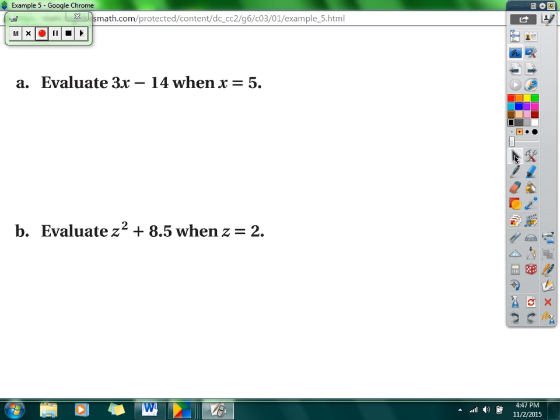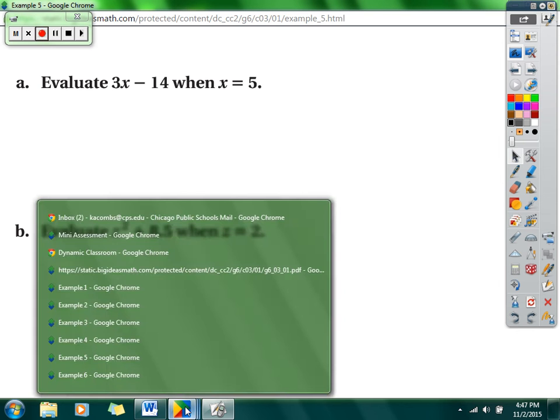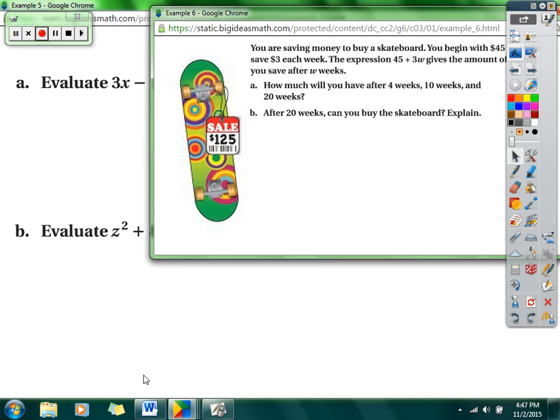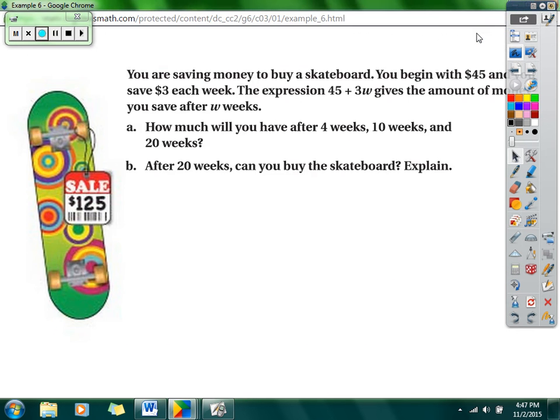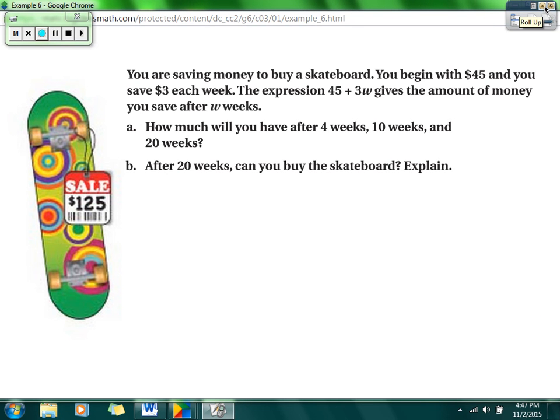The last example we're going to do is example number 6, and this is going to be a word problem. So let's take a look at this problem. You're saving money to buy a skateboard. You begin with $45 and you save $3 each week. The expression 45 plus 3W gives you the amount of money you saved after W weeks. This is saying you're starting with 45 and you're adding 3 times the amount of weeks. How much will you have after 4 weeks, 10 weeks, and 20 weeks?